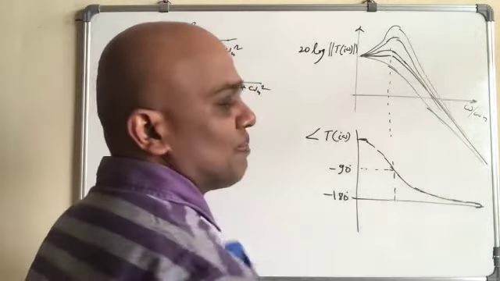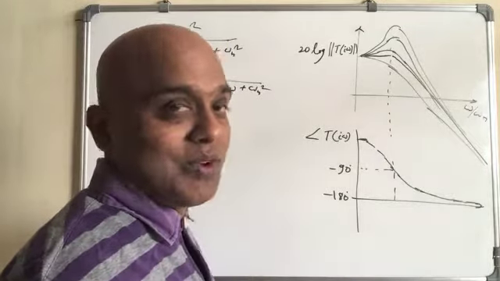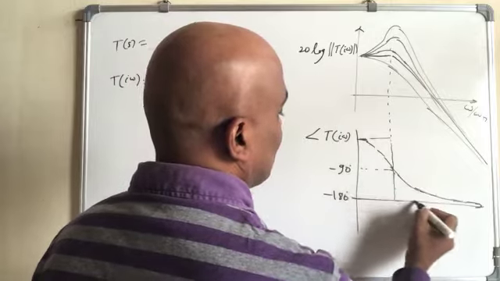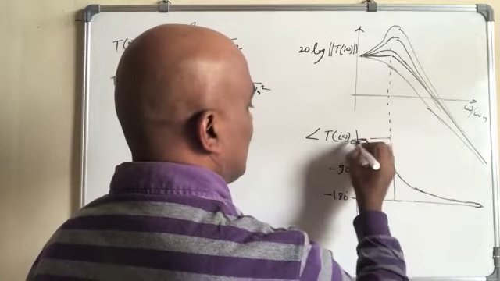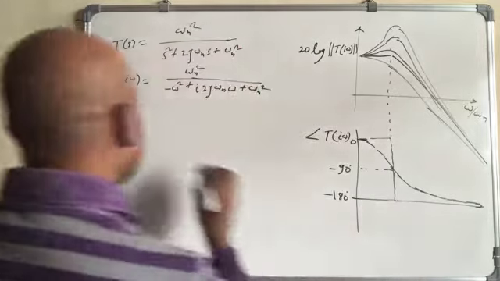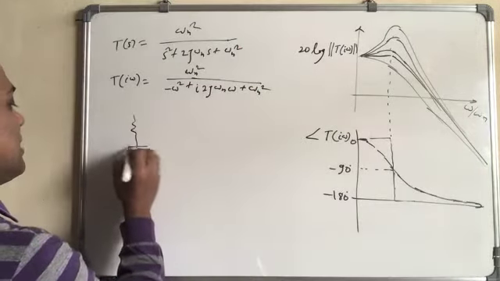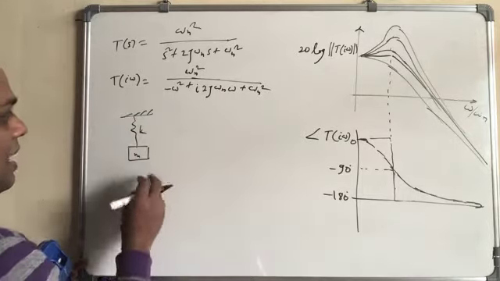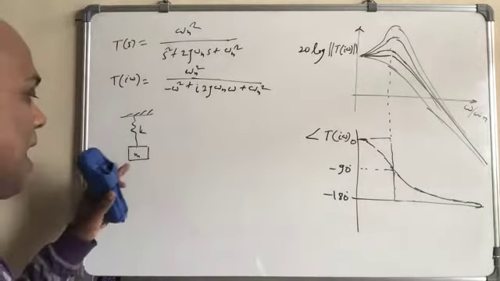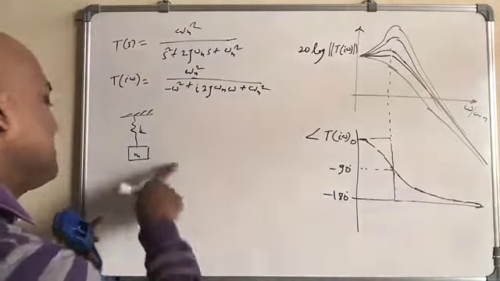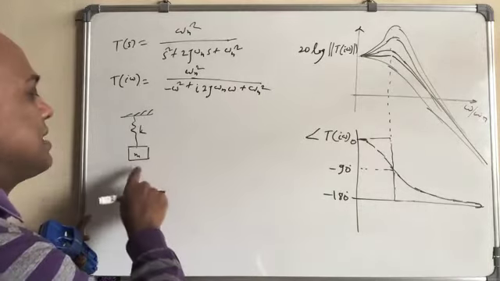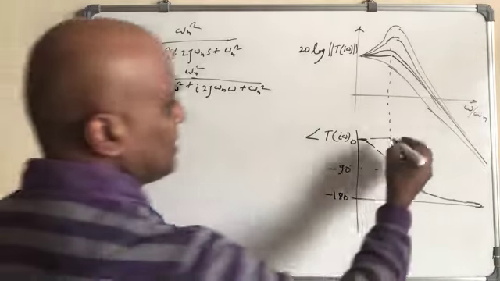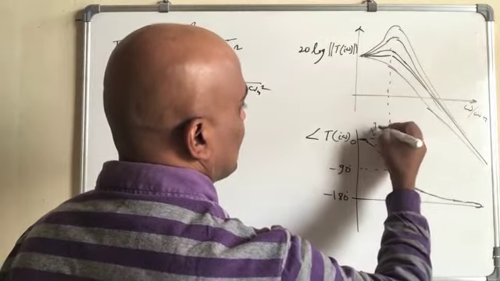So if zeta is 0, in that case it will just go from here to here and then switch, like immediately from 0 it will go to minus 180 degrees. That we have seen, all right. So if you have a spring mass system, this is k, m, there is no damper here, what happens? Before the resonance the phase is 0 degrees, after the resonance phase is 180 degrees, it just switches. So this one is for zeta equal to 0.